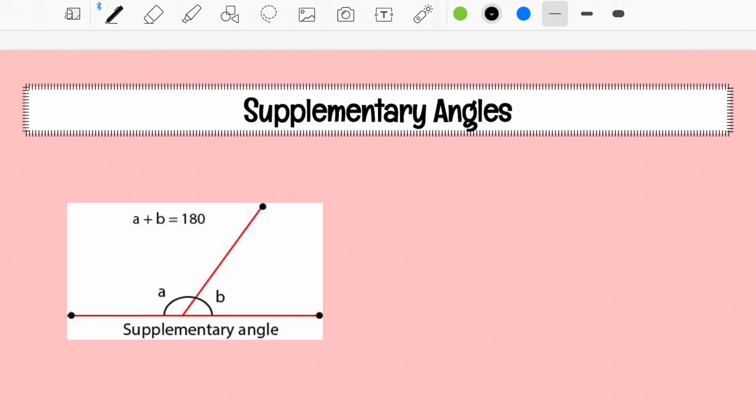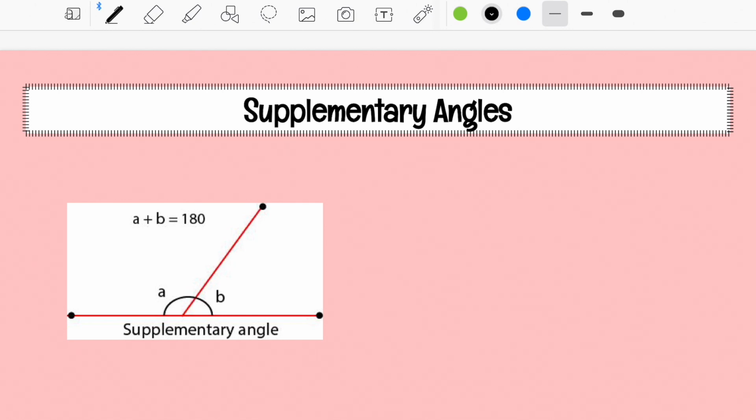The first thing that we're going to talk about, which should not sound new to you, but if it does, that's okay, are supplementary angles. Supplementary angles are two angles that form a straight line which sums to 180 degrees.